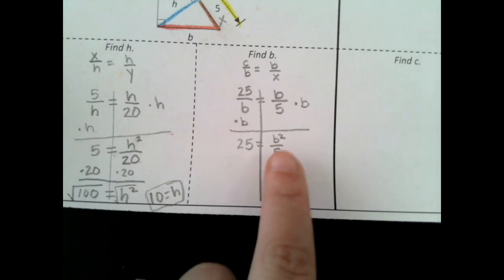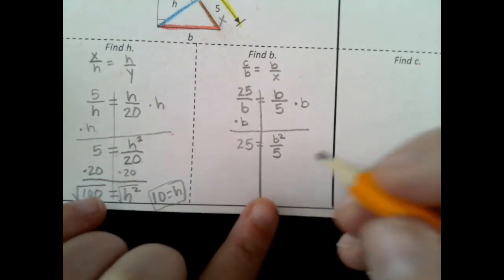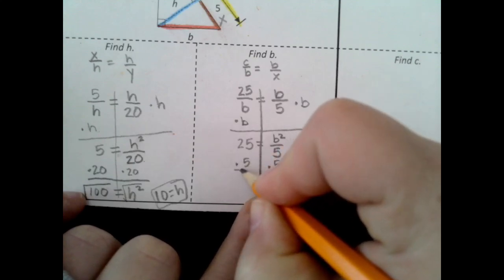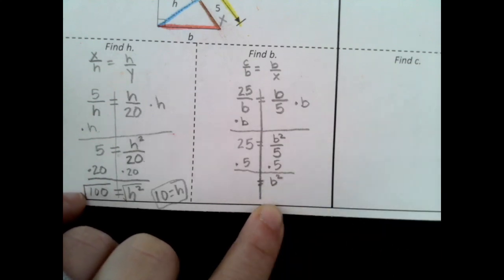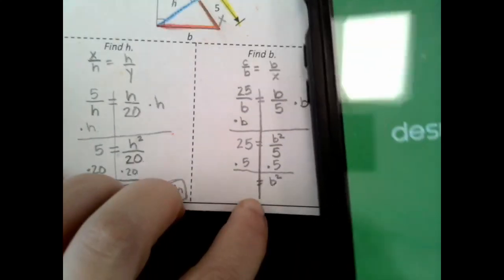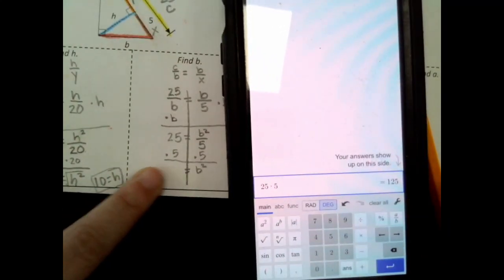Okay, to get B by itself, that squared is like its best friend. We're going to keep that squared with it as long as we can. So we'll get rid of that dividing by 5 first. To undo a divide by 5, multiply by 5. And that just gives us that B squared. And then we're going to throw that into our calculator. 25 times 5. We get 125.